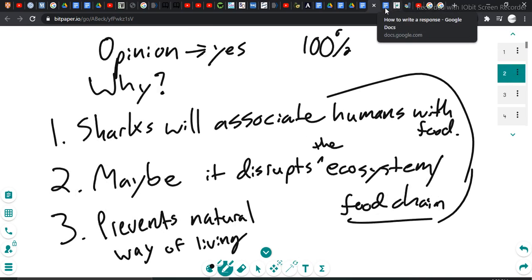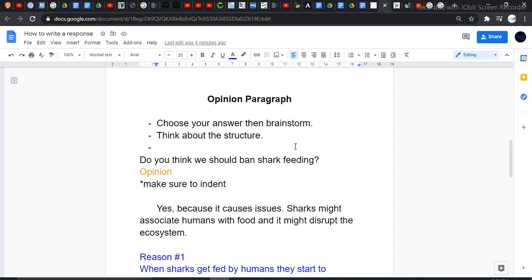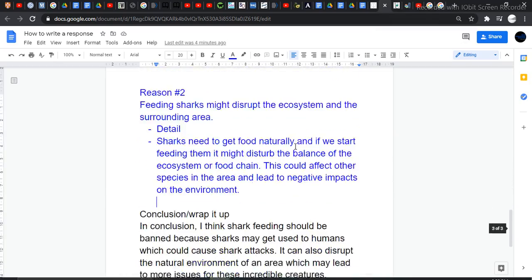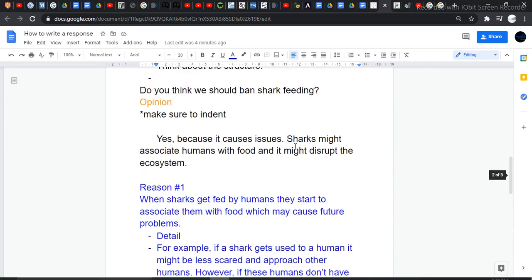Okay, so that is how you do a response. It takes a long time. It takes a lot of your brain. It's really good to brainstorm and go back, and that is it. So that's the end of writing an opinion.